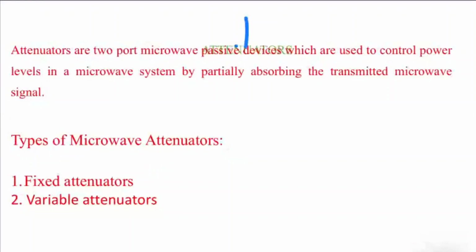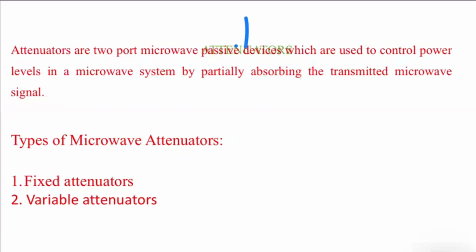An attenuator is a two-port microwave passive device which is used to control power levels in a microwave system by partially absorbing the transmitted microwave signal. So, as you know, the attenuator is a type of device which attenuates the signal.